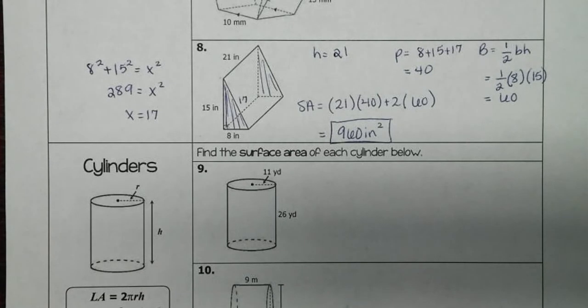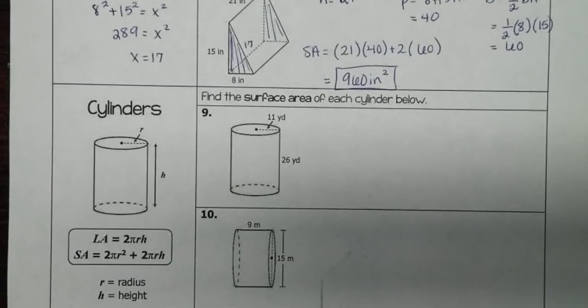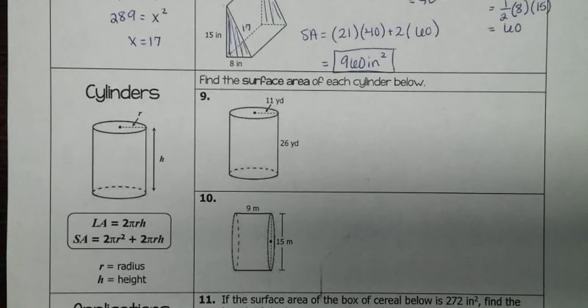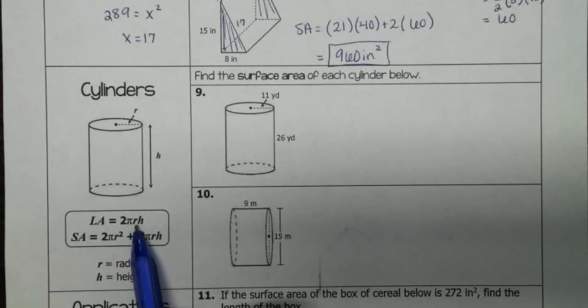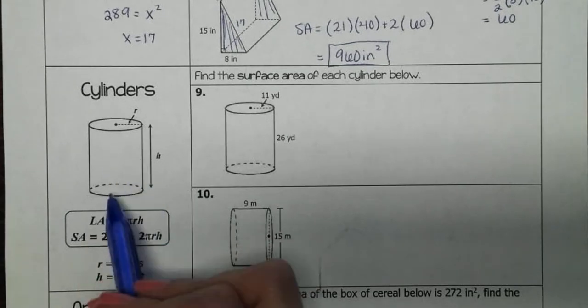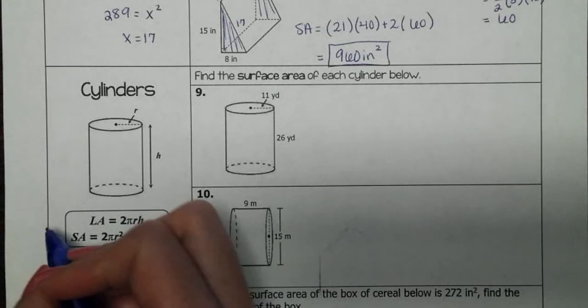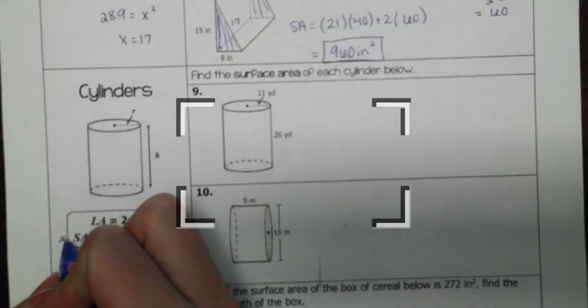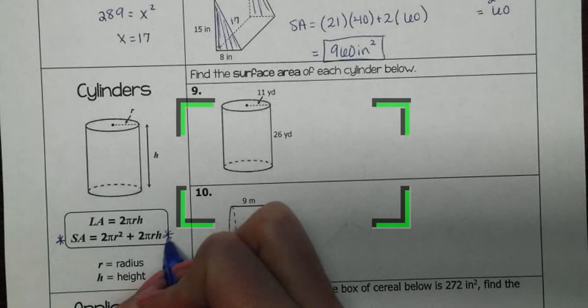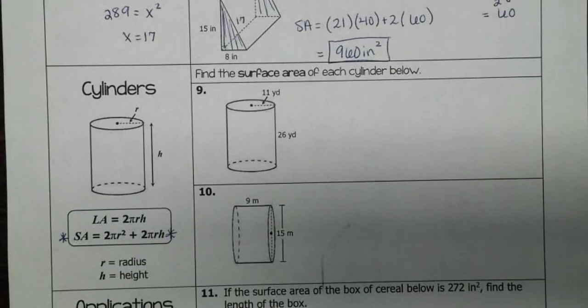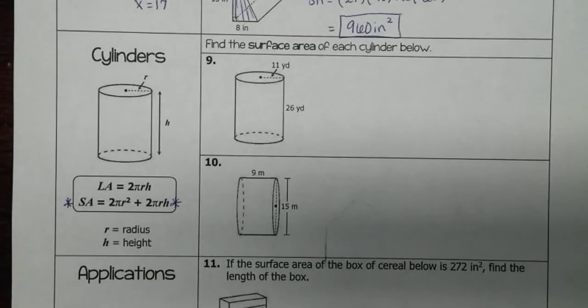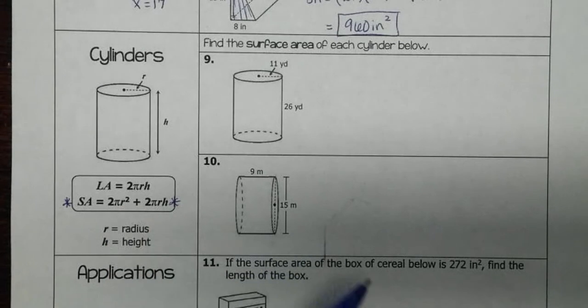Alright, so let's look at some cylinders. These are easier, much easier in my opinion. We're going to find the surface area of them. Now the lateral area will give us just the area not including our bases. We will use that eventually, but right now we're just focused on our surface area formula, so put a star by that. We need our radius and we need our height. Those are the 2 things that we need.